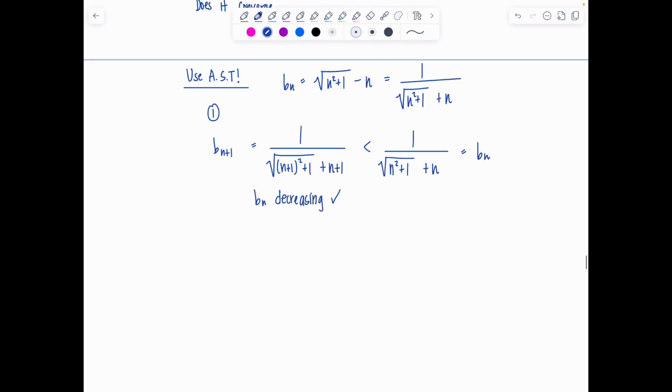And then the second thing I need to check is what's the limit as n goes to infinity of b sub n. 1 over rad n squared plus 1 plus n. I mean, hopefully it's clear, this is all going to infinity. I have a constant in the numerator. That's 0. So we're good.